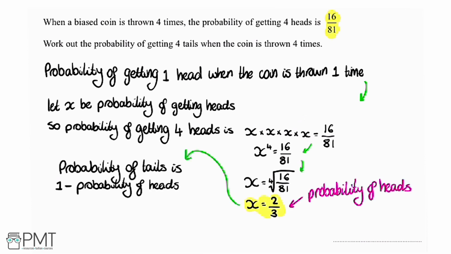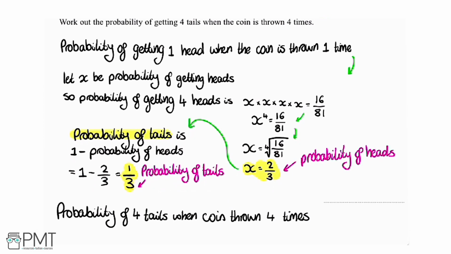Now the probability of tails is 1 minus the probability of heads. So if you think about it, we've only got 2 options, heads and tails. So if we've got 2 over 3 being the probability of heads, all the rest of the options, all the way up until 1, must be the probability of getting tails, because we've only got those 2 options. So I'm going to do 1 minus 2 over 3, which gives us 1 over 3. So that's going to be the probability of tails.